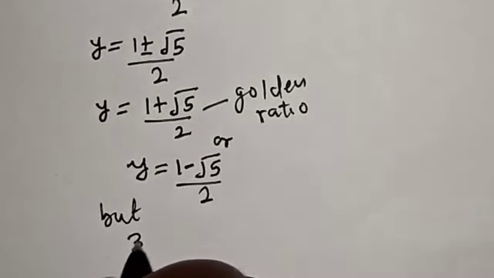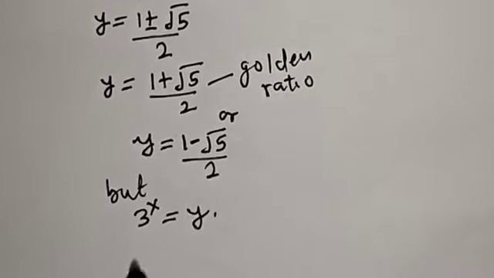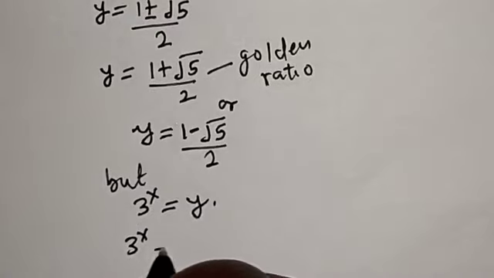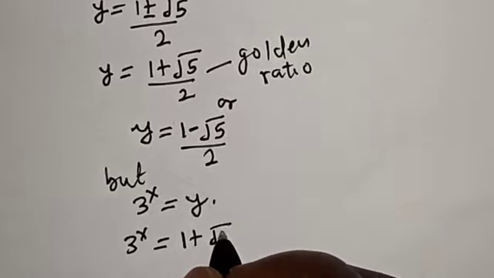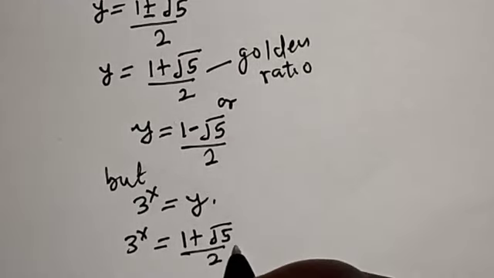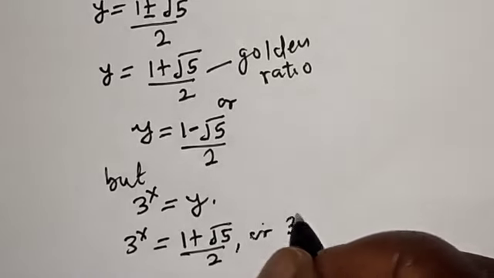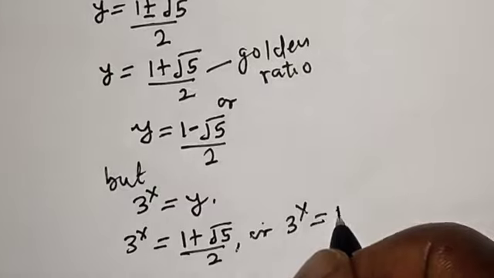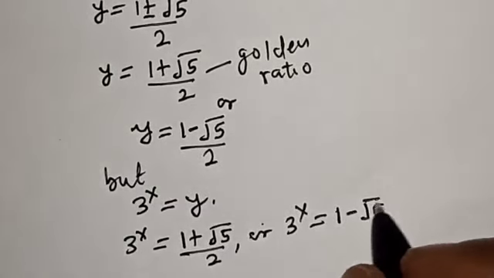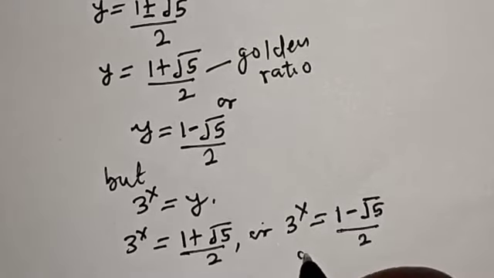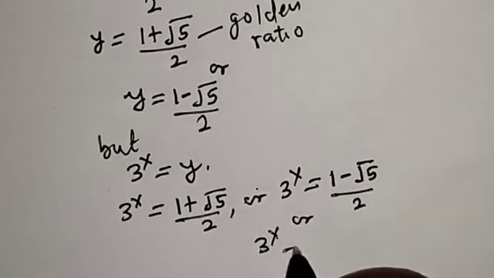But remember that 3 raised to power s is equal to y. So 3 raised to power s is equal to 1 plus root 5 over 2, or 3 raised to power s is equal to 1 minus root 5 over 2, or 3 raised to power s is equal to 0.